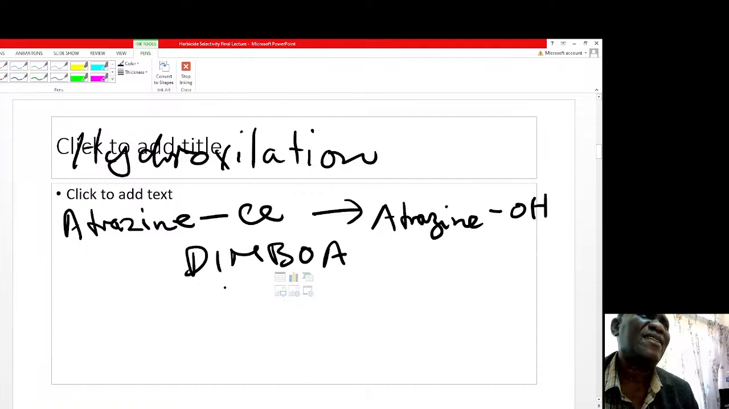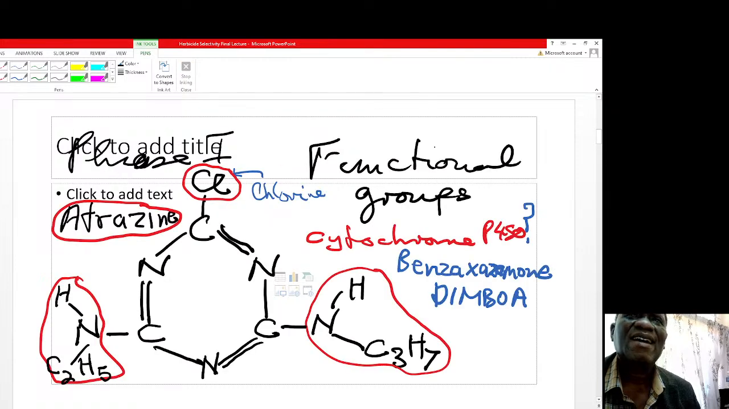Another thing which can happen is that at this area where we have the nitrogen being joined to the ethyl groups, this position here and that position here, it requires what is known as N-dealkylation.